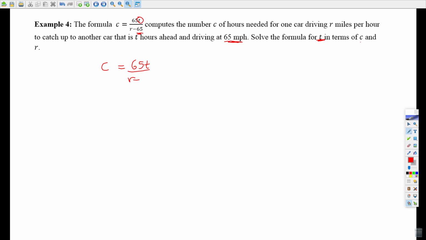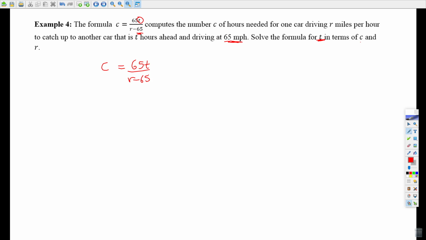All right, so let's copy down our formula. I actually have 65 on top and bottom. So C equals 65t all over r minus 65. So how in the world do we get t by itself? It's a pretty tough one. So we want to get rid of everything else.